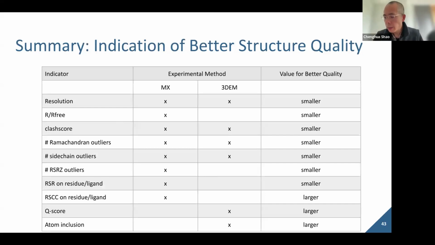By no means can I give a full explanation of the wwPDB validation report in one webinar, but I hope I have covered the most fundamentals for you to understand the report and use the quality indicators as discussed. This page summarizes such indicators. For example, if you're looking for a good structure, you are trying to find a structure with higher resolution, which usually means a smaller value, and a small R-free, small clashscore, and small number of outliers. And for ligand, you want a structure with a low RSR and high RCC. And for structures resolved by 3DEM, you want to find structures with high Q-score and high atom inclusion.